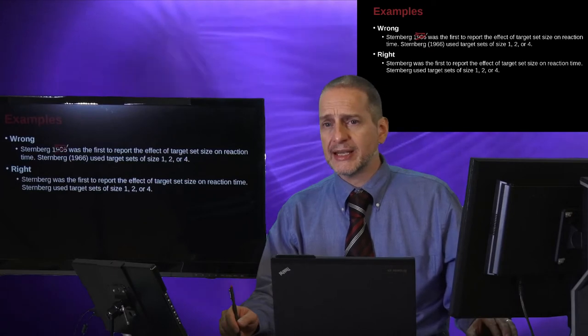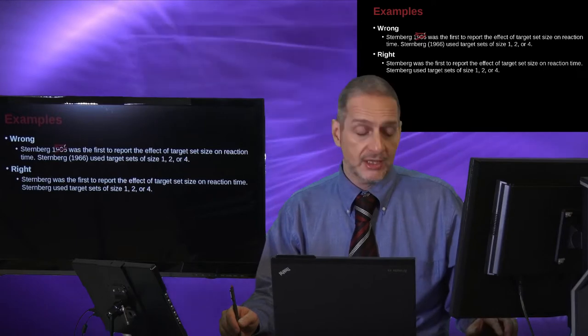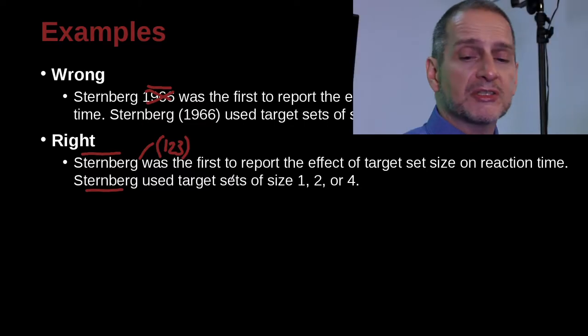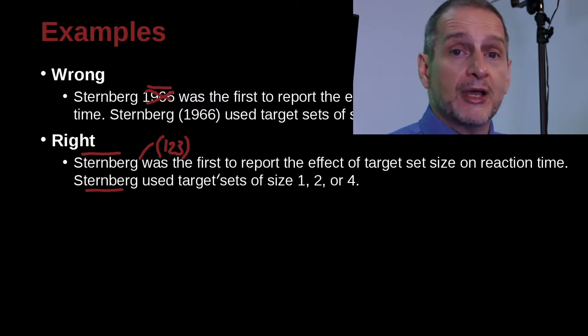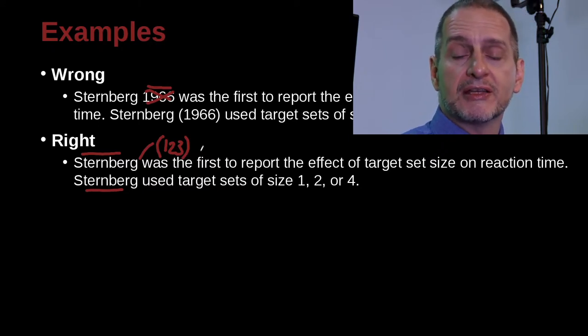So we want to go ahead and just use the MLA style, which is we don't need the year. That's an APA style thing. So we'll go ahead and cut that out. So here we just have the name, Sternberg, was the first to report the effect size. And then later here, Sternberg again, used the target set. We don't need to do anything special. Now, of course, we could reference the page number if we wanted to, for example, 123, if this information was specific to that. But if the information was not specific to that, it's just the whole general paper, then we go ahead and we can just use the name in that case. So the MLA is more flexible this way than the APA.